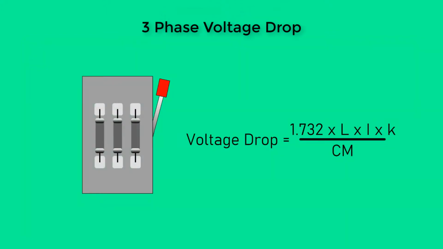Voltage dropped in 3-phase circuits can be calculated. Notice the change in the formula. Since 3 conductors supply the 3-phase load, the number 2 is replaced with the number 1.732. The length of the conductors, the current of the load, and the circular mils of the conductors remain the same in the formula.